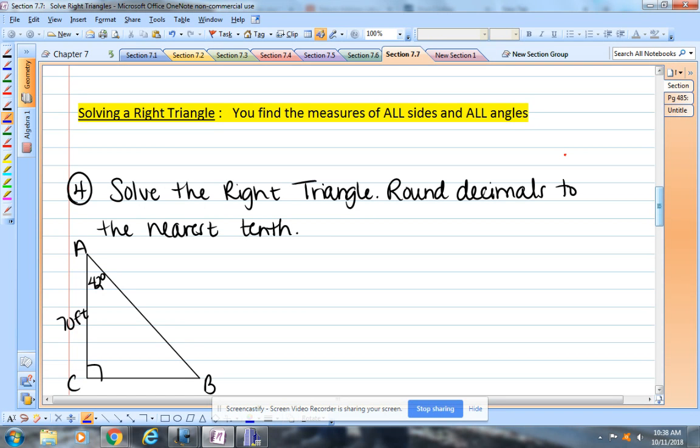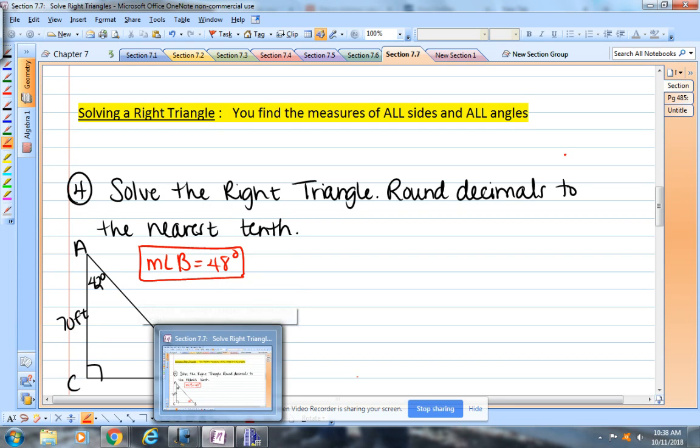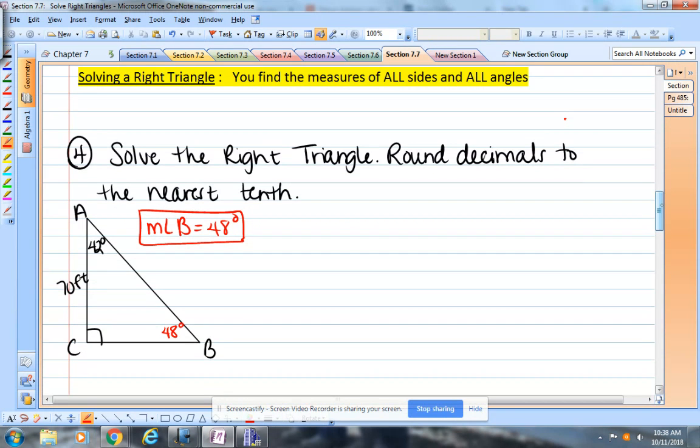Why can I find the measure of angle B so quickly? I know one angle measures 42 degrees, and I know together these two have to equal 90, so that all three of them can equal 180, correct? So what is missing? So angle B is 48 degrees. So write that down somewhere. Anytime you find something, mark it, and then label it on your picture. All right, so there's one of my things.